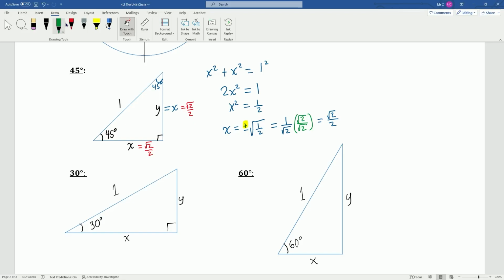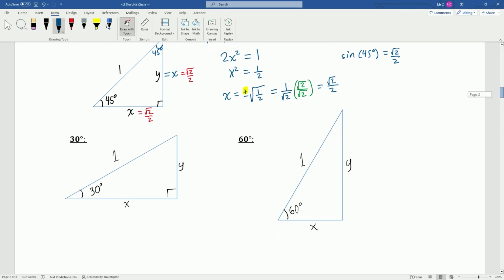So when we go back to thinking of this as our trigonometric functions, what does this tell me? This tells me that cosine of 45 degrees is the square root of 2 over 2, and so is sine of 45 degrees. Okay, so that's one case down. That's the 45-degree case. Now, let's take a look at these next two triangles, and we'll deal with one at a time.